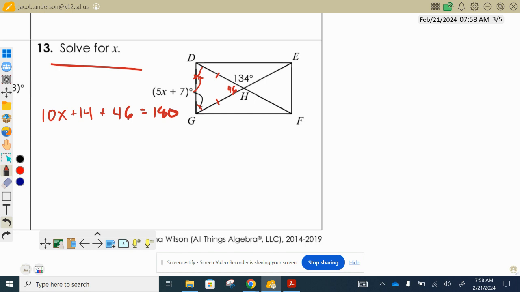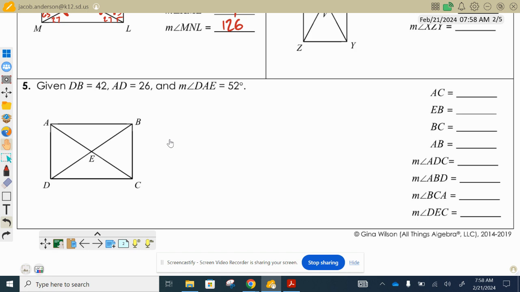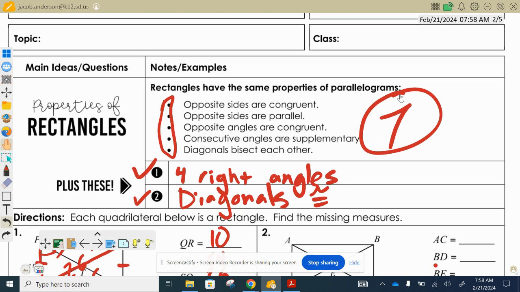Okay, that's it. So that's rectangles. Just to recap quick, going back to the front page, any of the 7 parallelogram properties can be used. So don't just get caught with the 2 and then think that that's all you can use, because rectangles are parallelograms. So any of those 7 from the previous page. And then you've got these two with 4 right angles and diagonals are congruent that you also have at your disposal.